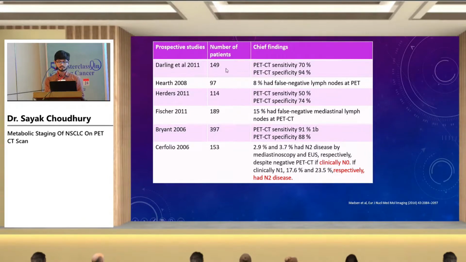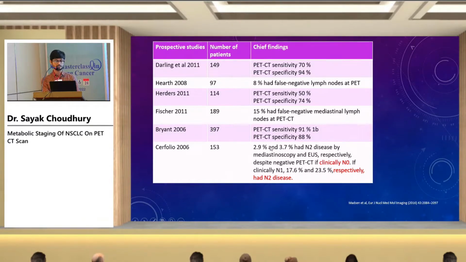So here you can see various sensitivity and specificity in these prospective studies. It is barely approaching 90%. All are pretty low, even though they are higher than CT scan if you compare them, but they are still pretty low. So this has to be thought about.